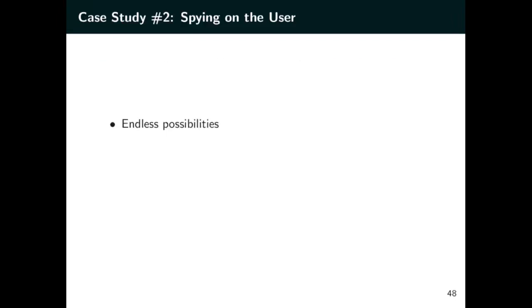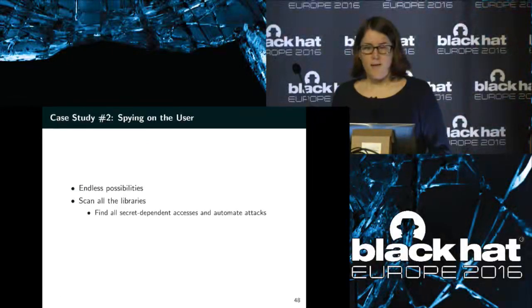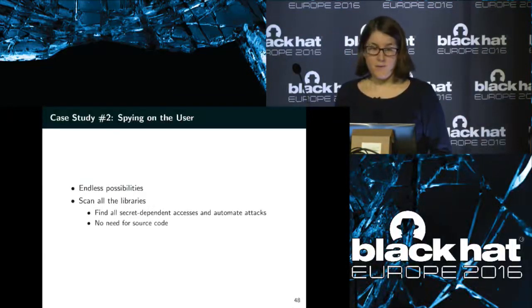So this was an example on the keyboard, but there are really endless possibilities. Just scan all the libraries, and as long as you have some secret-dependent accesses, you will be able to automate these attacks. The really neat thing is that you do not need any source code for that. Just use the cache template attacks.